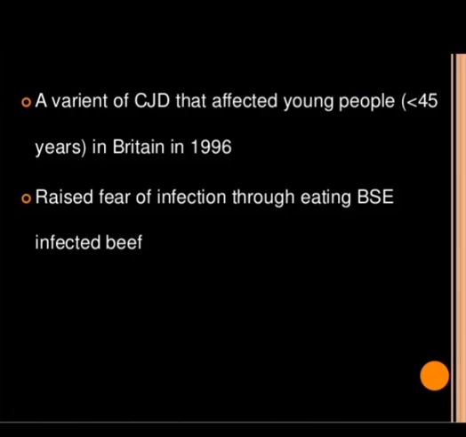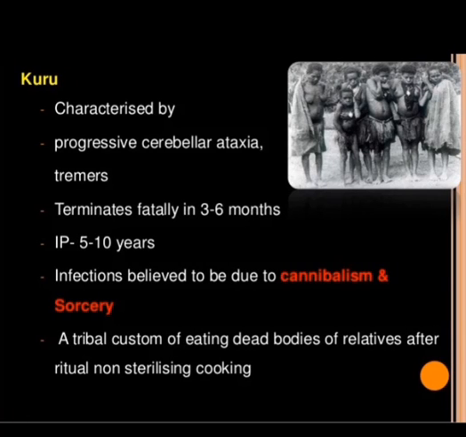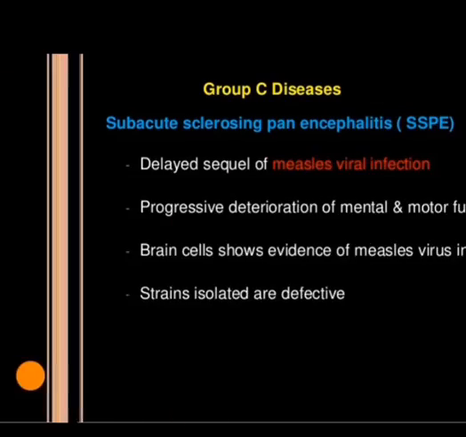A variant of CJD affected young people, younger than 45 years, in Britain in 1996. It raised the fear of infection through eating BSE-infected beef. Kuru is characterized by progressive cerebellar ataxia and tremors, terminating fatally in 3 to 6 months. The incubation period is nearly 5 to 10 years. The infection is believed to be due to cannibalism and sorcery, a tribal custom of eating the dead bodies of relatives after ritual non-sterilizing cooking.